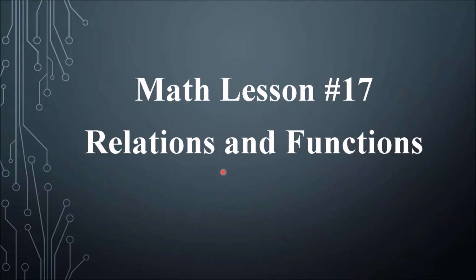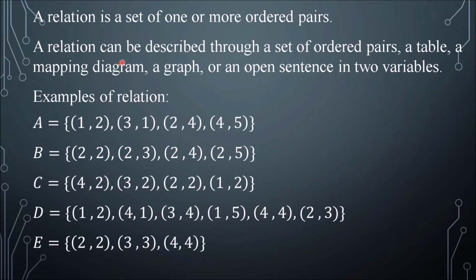Math lesson number 17, Relations and Functions. A relation is a set of one or more ordered pairs. A relation can be described through a set of ordered pairs, a table, a mapping diagram, a graph, or an open sentence in two variables. So these are examples of relation.